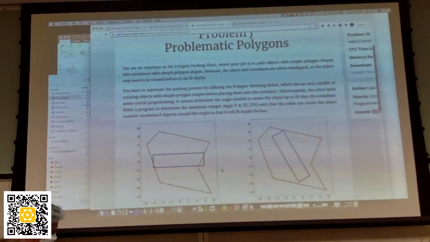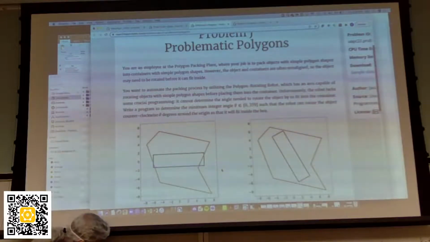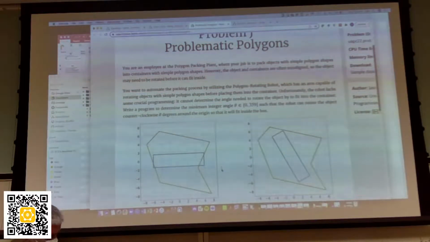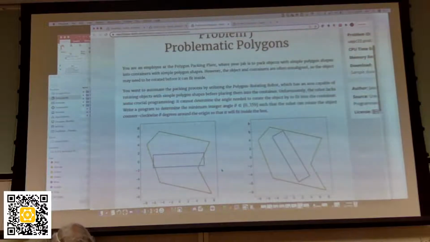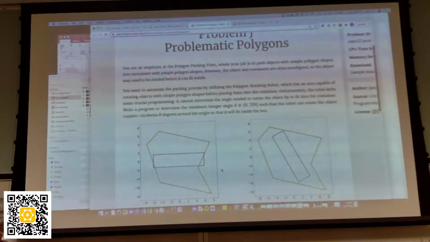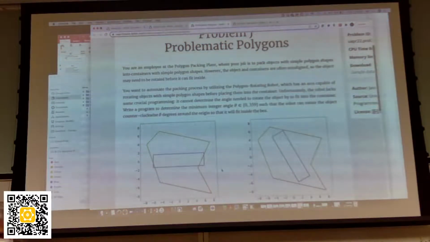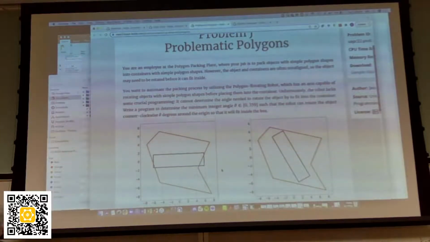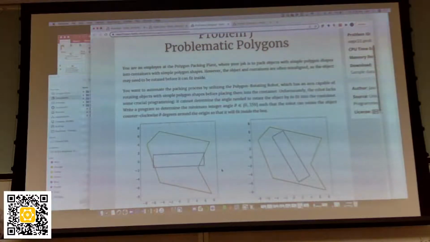Remember, the algorithm is as follows. I'm going to take every edge in this polygon. I'm going to take every edge in the second polygon, and I'm going to check whether they intersect. Okay? And then I will rotate it by a little bit. I'll do the whole thing over again. Every edge here compared with every edge here. Now, even in this stage, it doesn't intersect. What should I do?